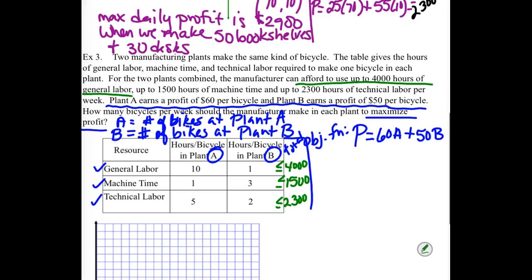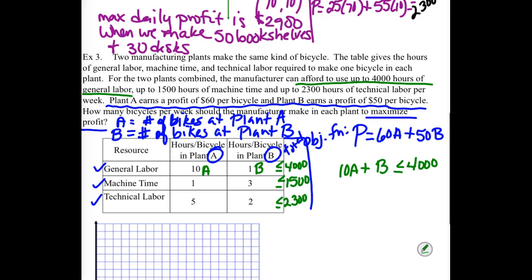What you've created now, each of your rows is one of your constraints. It says that it's going to take 10 hours for every bike that I make in plant A, and I'm making A of them. Does that make sense? And it takes me 1 hour for each B that I make, each bike I make in plant B. So my first constraint is 10A plus 1B has to be less than or equal to 4,000. Okay, so each row is going to give you one of your inequalities.